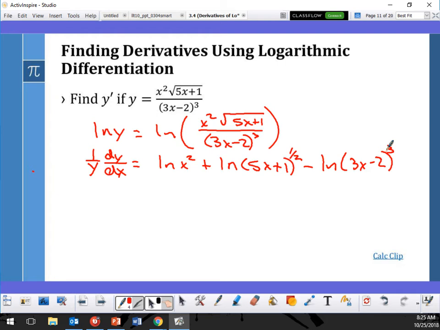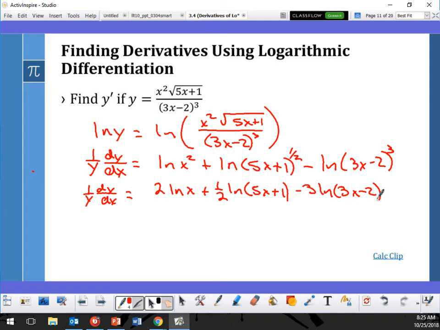Clean it up to the powers. Powers, and an ln could go out front. So it's going to be, okay, I still have 1 over y dy/dx equals, and I still haven't done the derivative of the right-hand side. So that's going to give me 2 ln x plus 1/2 ln of 5x plus 1 minus 3 ln of 3x minus 2. And now I do the derivative.